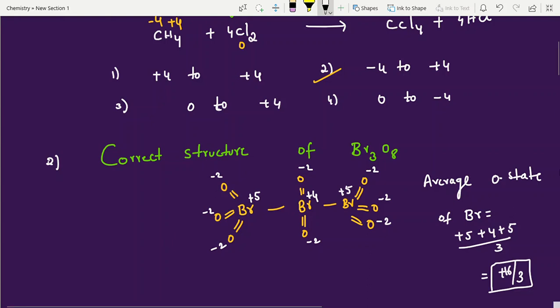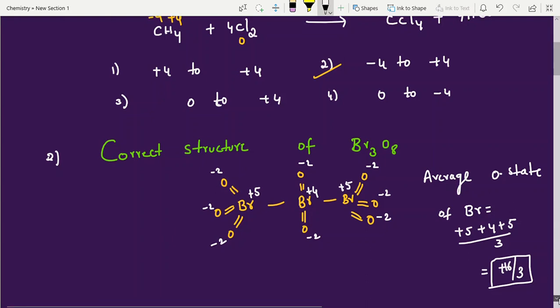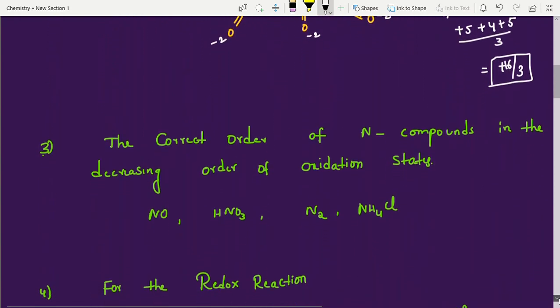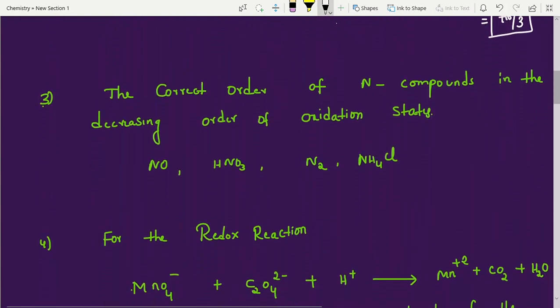So this is one of the familiar questions. Carbon suboxide, bleaching powder and some exceptional cases, average oxidation state, I have already discussed in the videos. If you need any information, please go through that and come back to here.